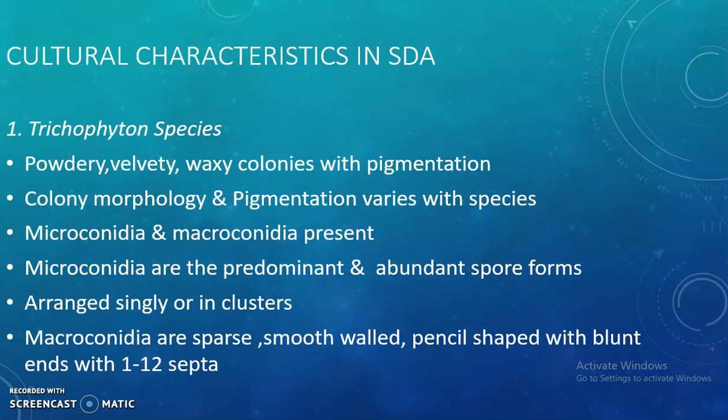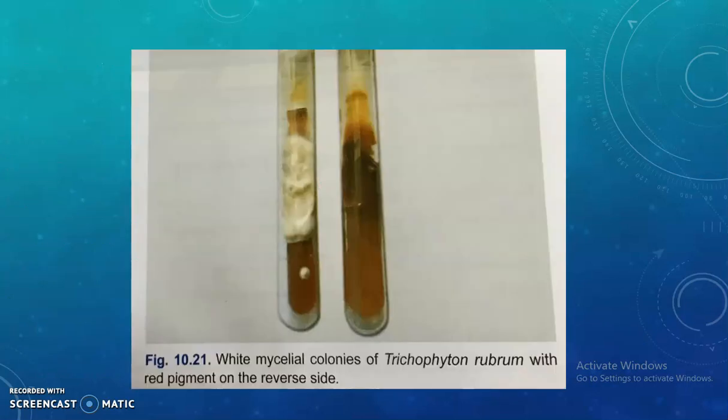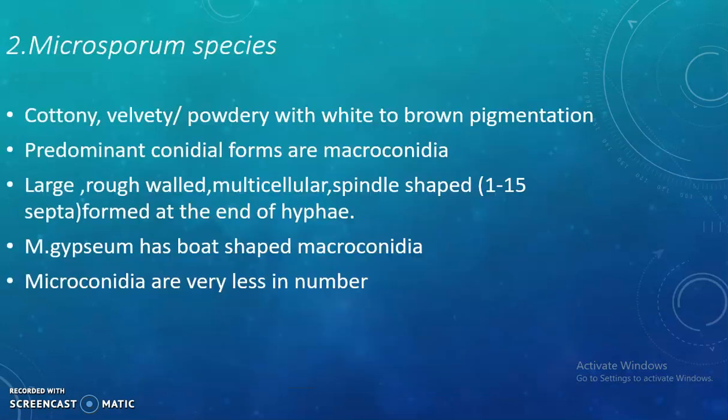Cultural characteristics in SDA. Trichophyton species form powdery, velvety, waxy colonies with pigmentation. Colony morphology and pigmentation vary with species. Here microconidia and macroconidia are present. Microconidia are the predominant forms and they are abundant, arranged singly or in clusters. Macroconidia are rare, smooth-walled, pencil-shaped with blunt ends with 1 to 12 septa. Here this is the white mycelial colony of Trichophyton rubrum with red pigmentation on the reverse side.